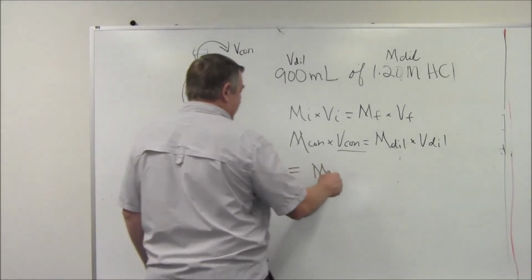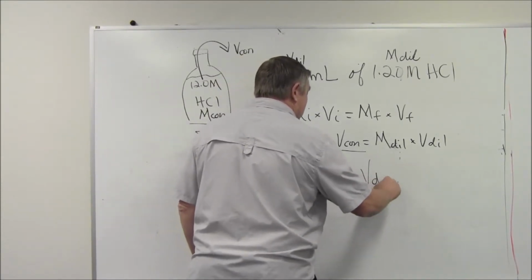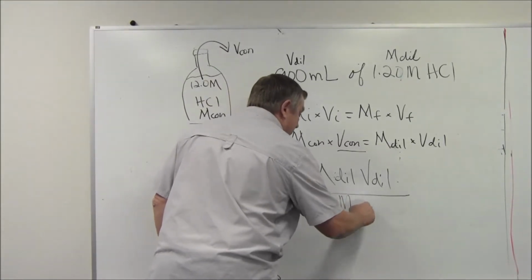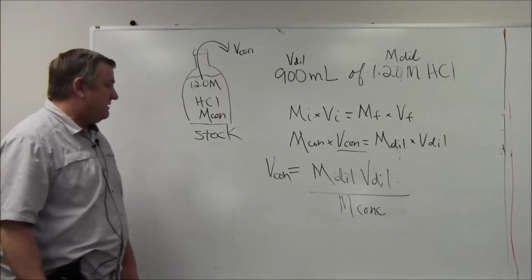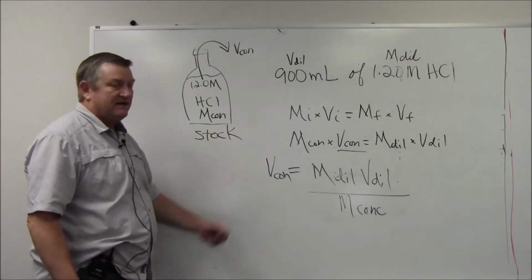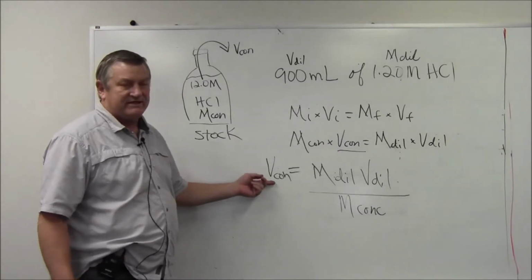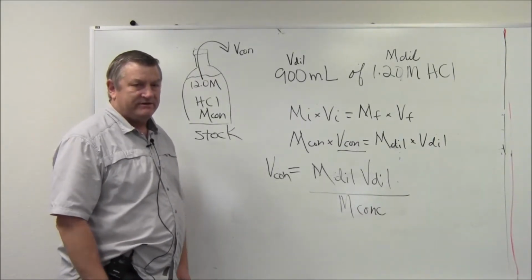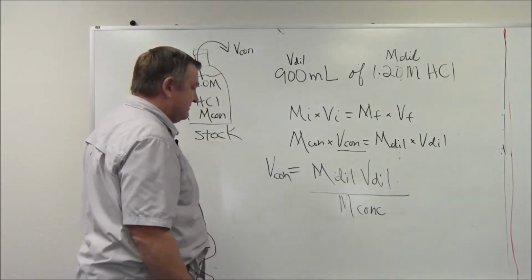Volume concentrated equals molarity dilute times volume dilute over molarity concentrated. So with algebra, we're solving for V initial or V con, same thing. And then you're going to take this and just QS it up to your final desired volume, you've got your solution. But let's go ahead and calculate how much we have to take out of the stock to dilute.